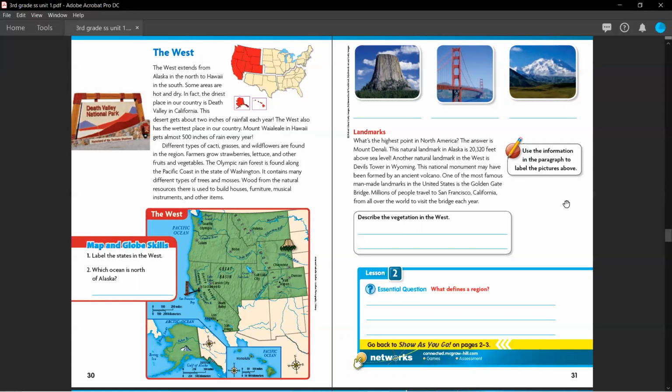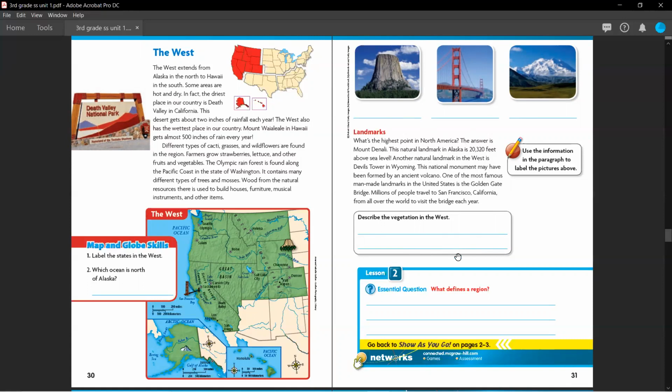One of the most famous man-made landmarks in the United States is the Golden Gate Bridge. Millions of people travel to San Francisco, California each year from all over the world to visit the bridge. Use the information in the paragraph to label the pictures. So you're going to go ahead and label these pictures based on what we read. Describe the vegetation in the West. So go back and reread what we talked about, and you can write about the different kinds of things that grow in the Western region.